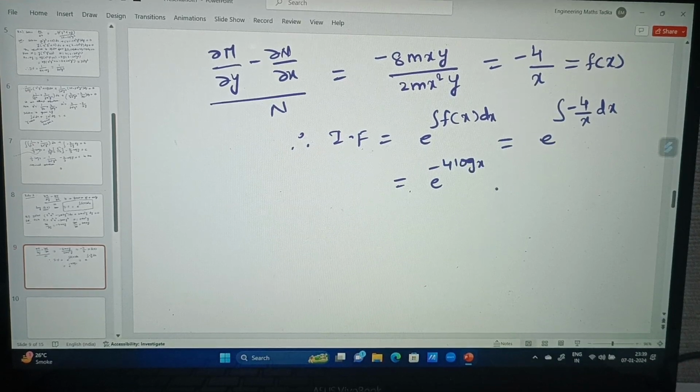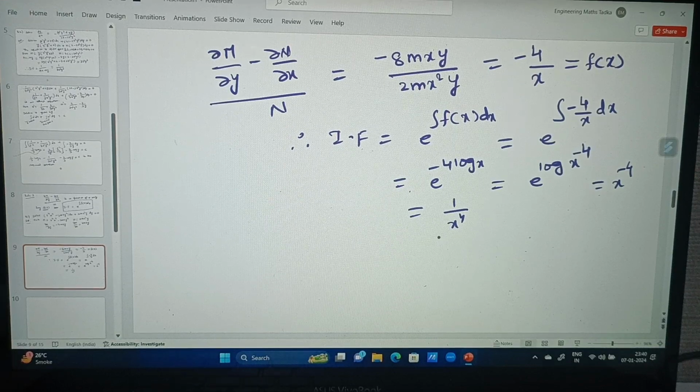E raised to minus 4 log x को कैसे लिख सकते हैं? E to the power log x to the power minus 4, which is nothing but x raised to minus 4. x raised to minus 4 को कैसे लिख सकते हैं? 1 by x to the power 4. So what is your integrating factor? Integrating factor is nothing but 1 by x to the power 4. Therefore, what is the next step?